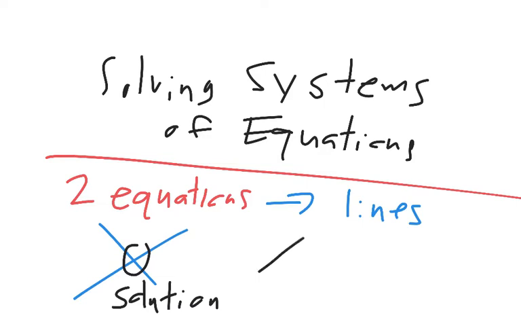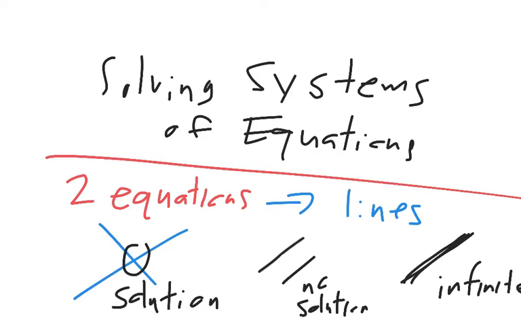Okay, what else could happen? Our lines could be parallel, which was no solution. Or we could have had the same line, which is infinitely many solutions. You guys remember doing that? So we've got to put that in our memory bank. That's called solving systems of equations. Where you take two lines, you find where they meet. The point where they meet is the solution. If they never meet, there's no solution. If they always meet, there's infinitely many solutions.